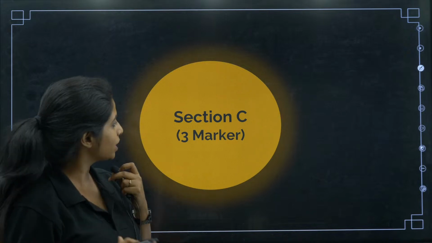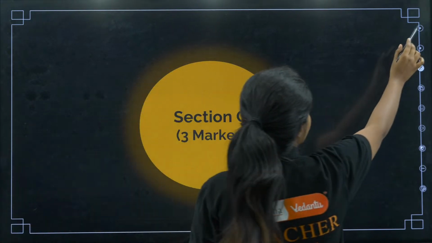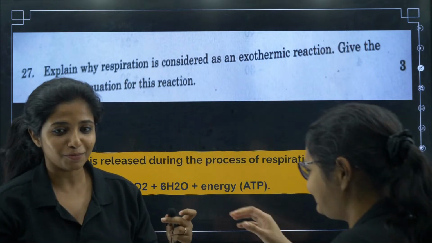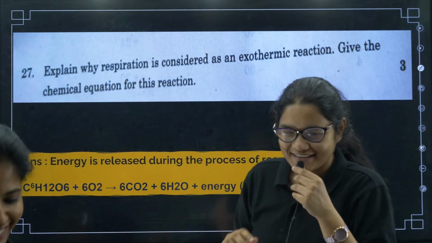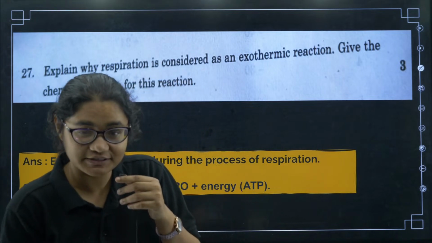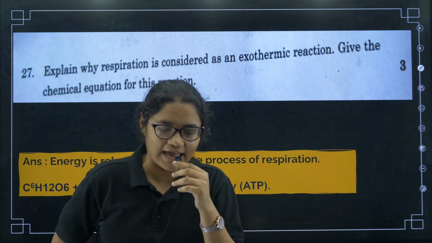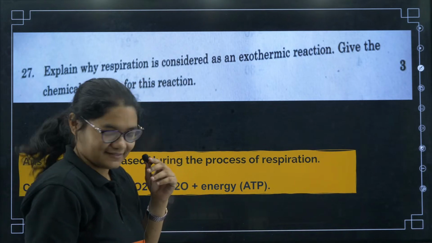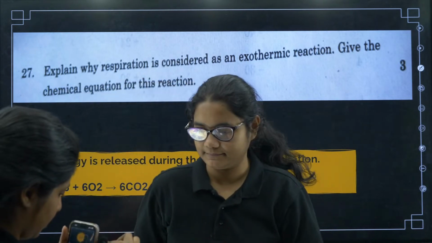Now we are heading up to section C, 3 markers. Let's see whose first question it is. Again, chemistry. I thought it's mine. Okay, so this is a very easy question from the first chapter, that is your chemical reactions and equations. So let me take the pen.